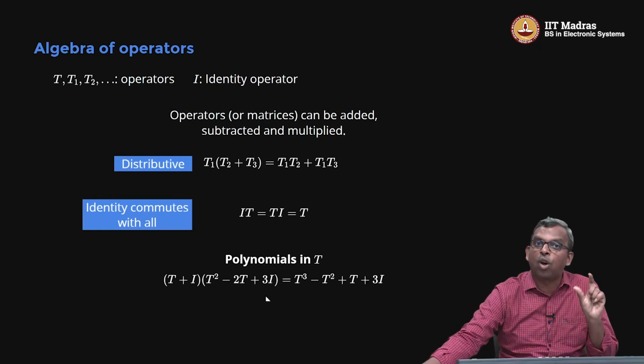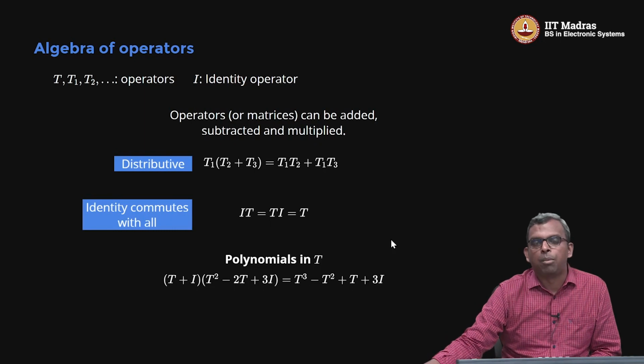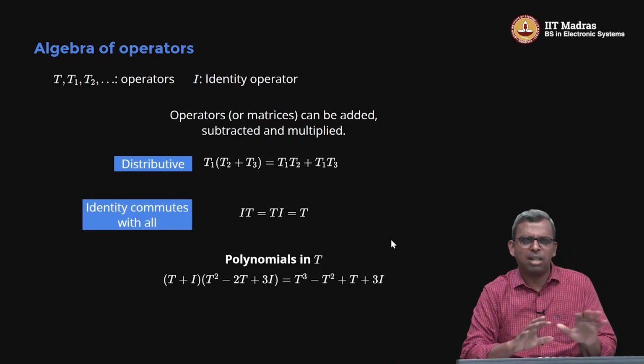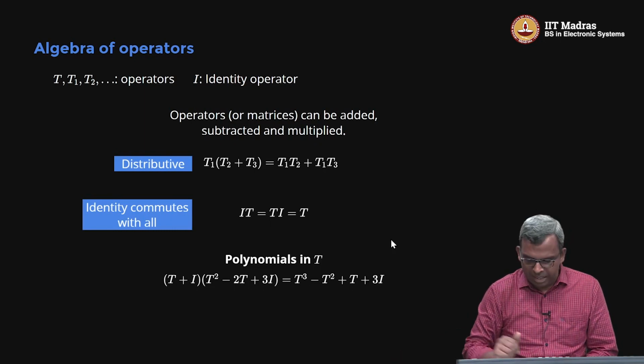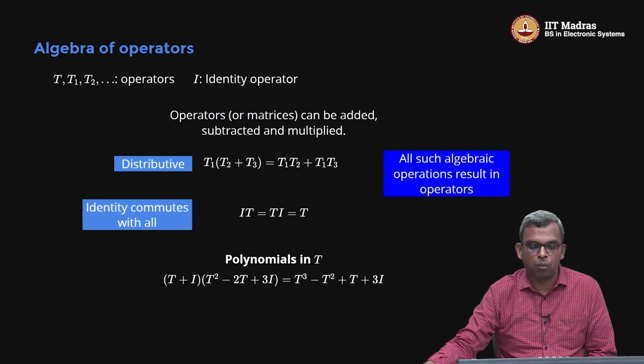Just watch out for the non-commutativity, right? T1, T2 is not the same as T2, T1. So you have to watch out for that, but other than that, you can deal with polynomials as such. Once in a while, we'll have to use this when we study matrix powers in algebra and all that. But all such algebraic operations result in other operators.